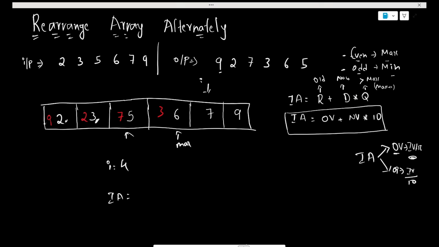Intermediate answer is equal to old value, which is 7, plus new value. I is equal to 4 means even. Even is pointing max. Here max is pointing to 36. 36 is the intermediate value, so we need 6, not 36. So 36 percentile 10, that is 6. So 6 into 10, that is 60, plus 7, 67.